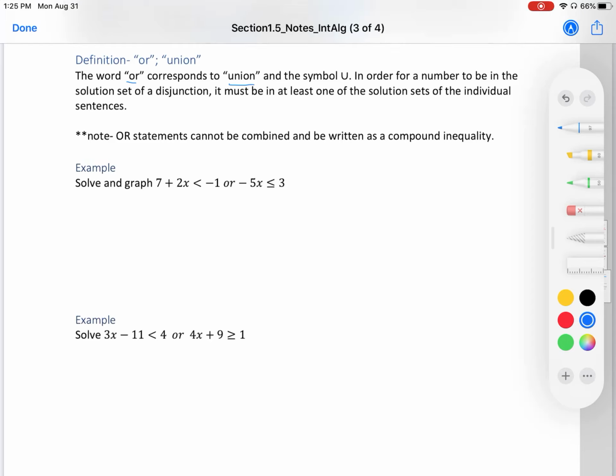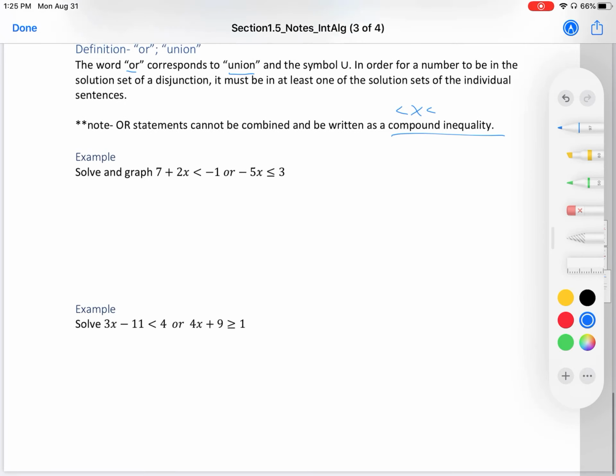Note, or statements cannot be combined and written as a compound inequality. So you can't write x with two inequalities. You have to write them separately. That's only for your and statements.